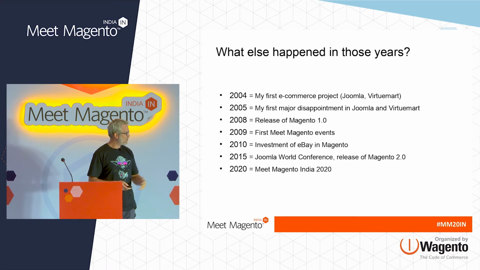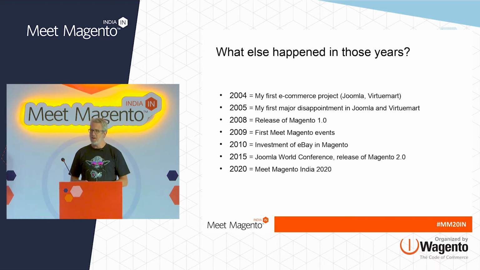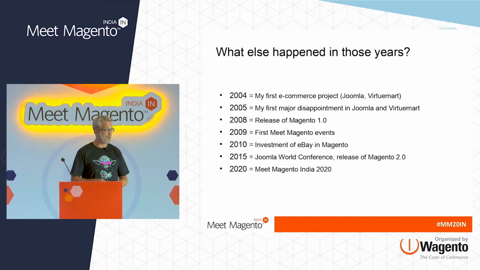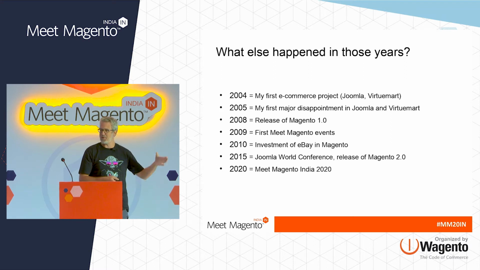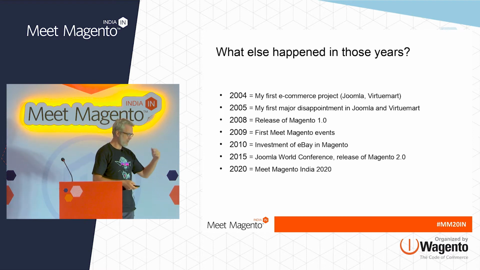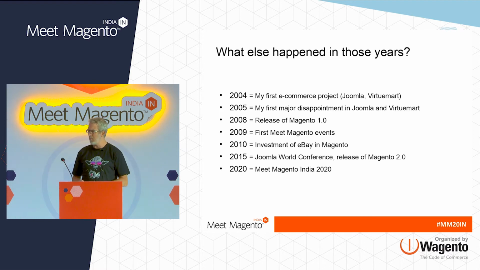I started off personally with Joomla Virtuemart, and in 2005 I was really disappointed with that combination, but I still had to wait for a couple of years before Magento 1 actually came out. So it's not a sum up of my life, but I just try to pick up those years and correspond to them with what happened with Magento itself. So there's Magento 1.0, there's a couple of Magento events coming up. In the years, eBay took over. So basically there's a lot of change.